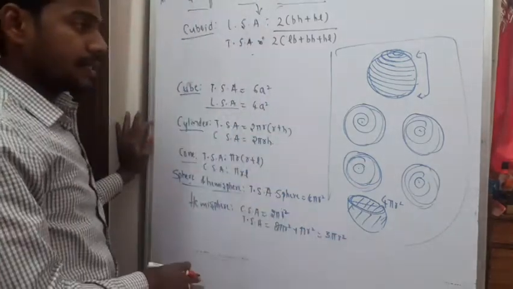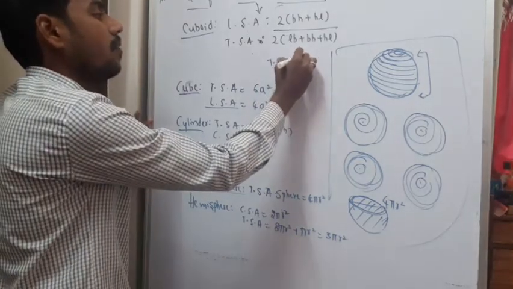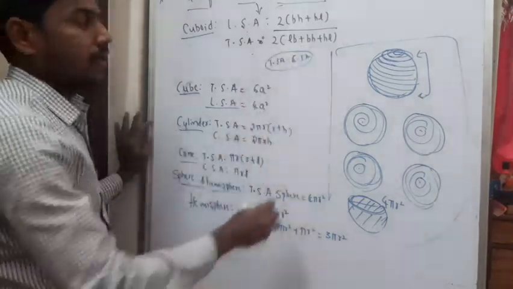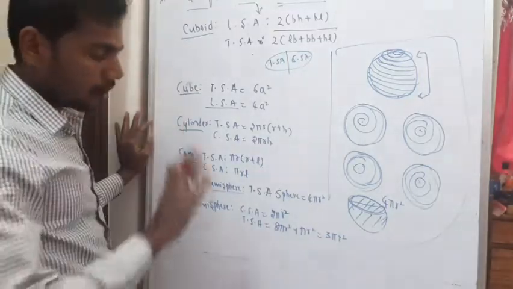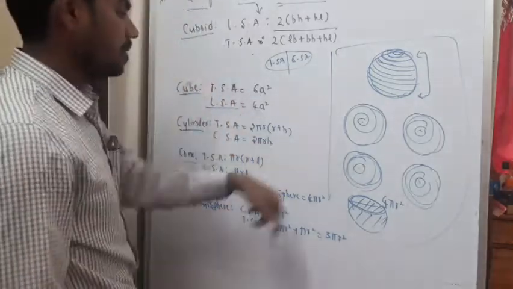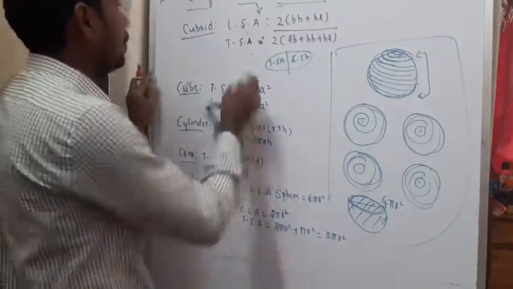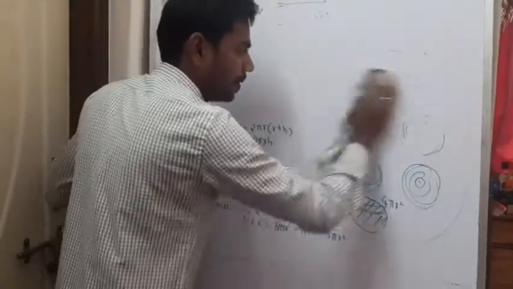So this completes the total surface area and curved surface area of all the 6 figures, and I have given the logic for all the 6 figures. All you need to do is note this down. I am going to give it in the form of a table, so you need to understand it and learn it by heart.